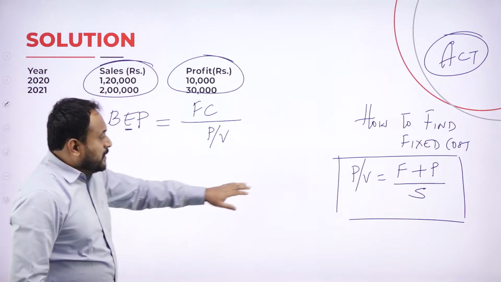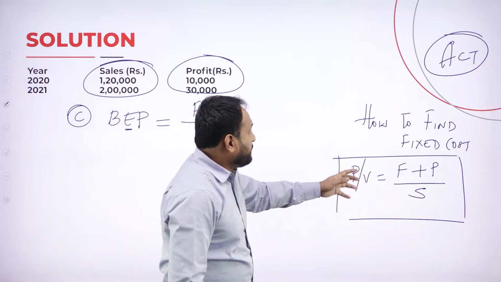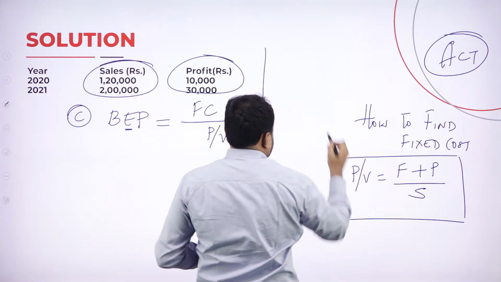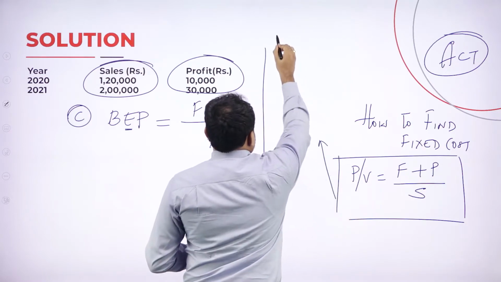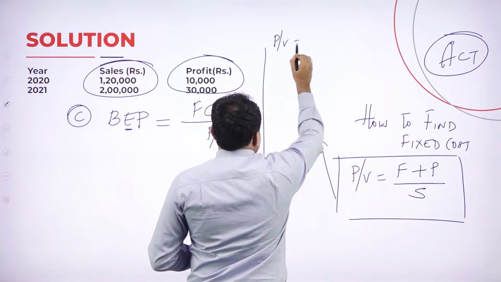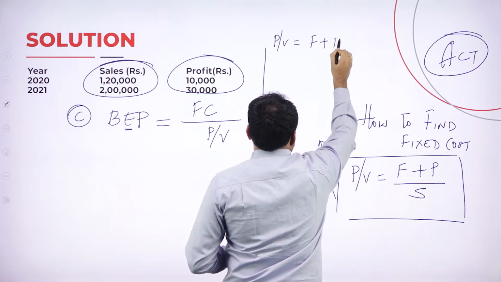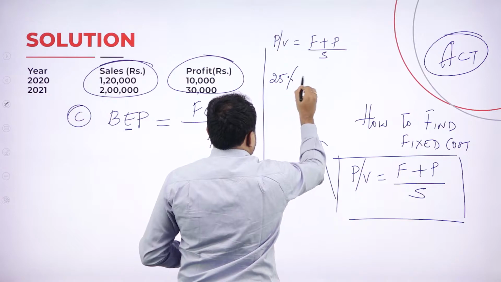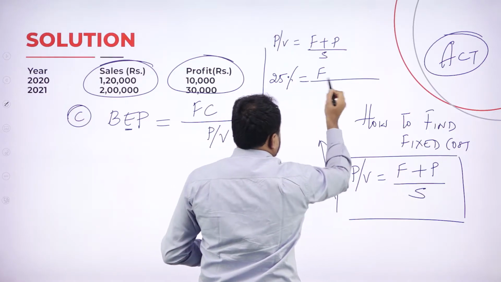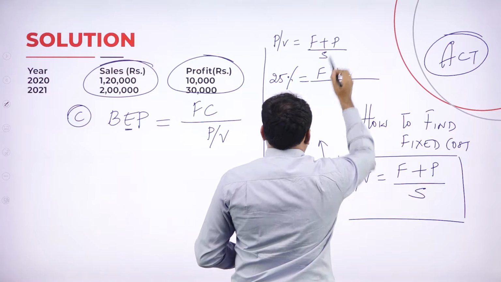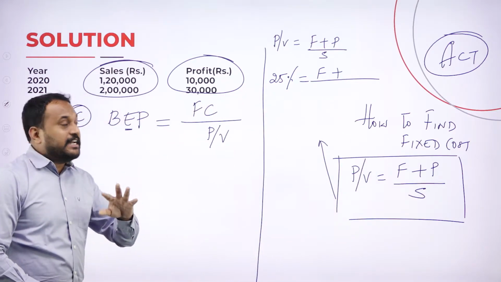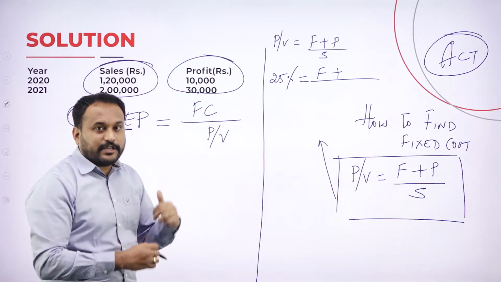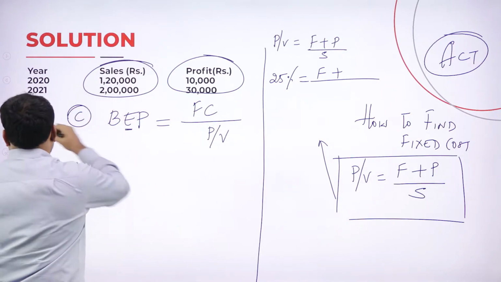Now how to find this fixed cost? I'll tell you. PV we already know. Let's take this. PV is equal to F plus P divided by S. Now PV is 25%. Fixed cost I don't know. Plus profit. Now understand. Any 1 year profit you are supposed to take, and the same year sales you are supposed to take.